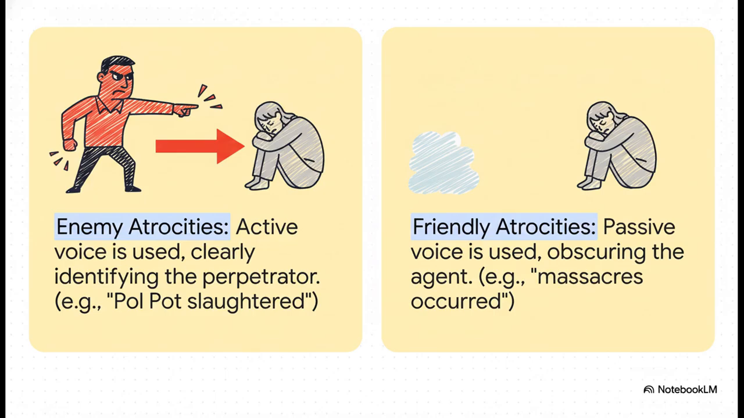For enemy atrocities, the media tends to use the active voice, which clearly tells you who did the killing. Pol Pot slaughtered millions. But for atrocities committed by friendly states, like the massacres in Indonesia, the passive voice often creeps in. Suddenly, the person responsible vanishes. It wasn't Suharto slaughtered, it's that massacres occurred. It's a subtle but really powerful difference.